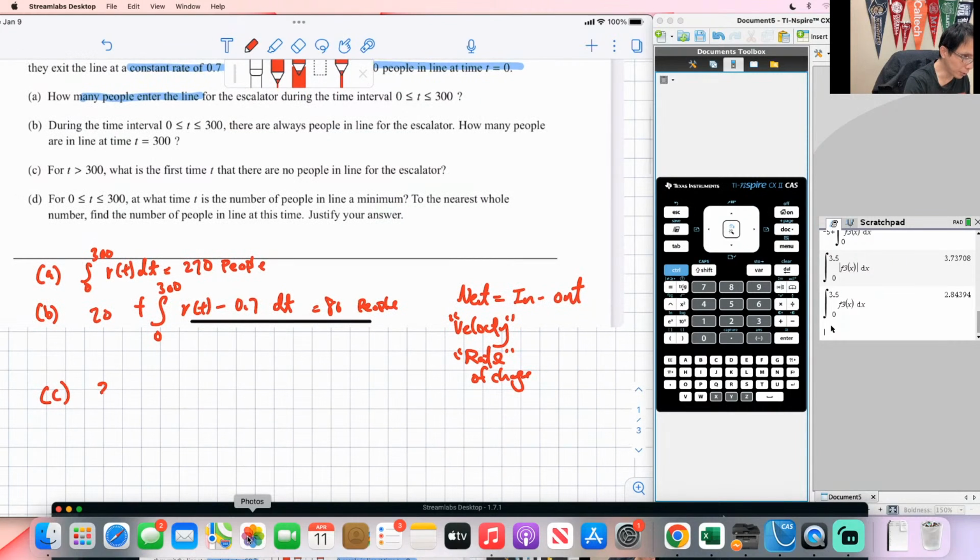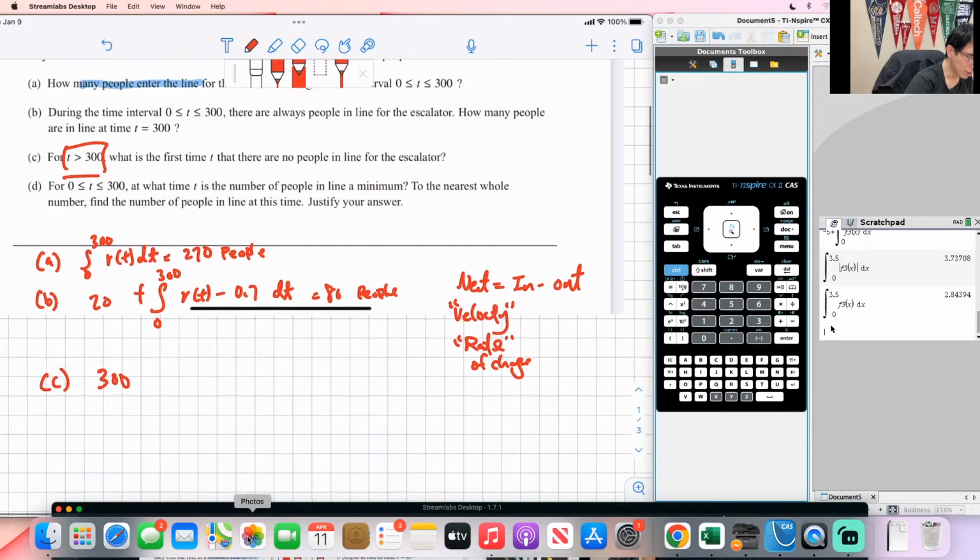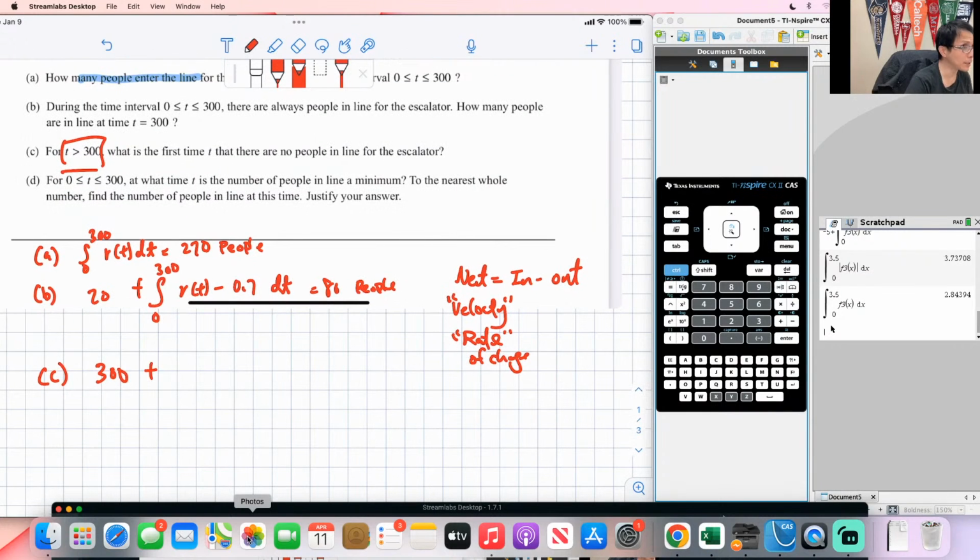So you start with 300, because they say t is greater than 300. After 300, there's no more people getting on. All the train people already got on the escalator, and the train already left. There's no more people coming out of the train. So after the 5 minutes, there's no more people getting on the escalator, but there are still people getting off. Does that make sense? So it's going to be 300 plus, well, there are 80 people left.